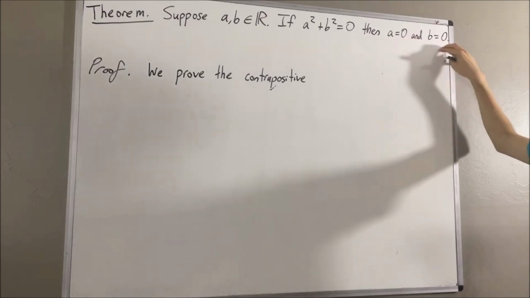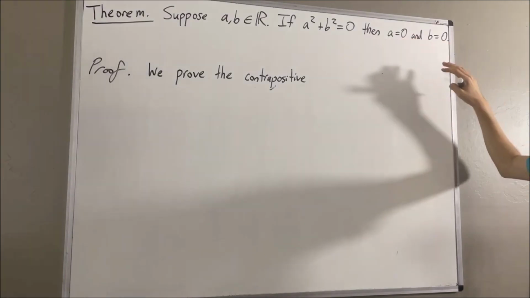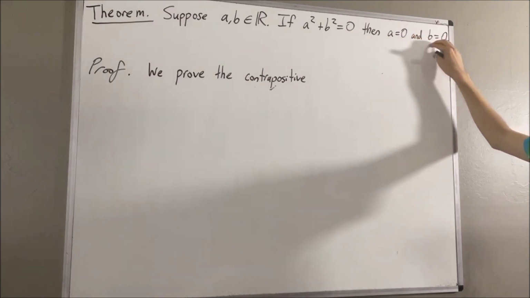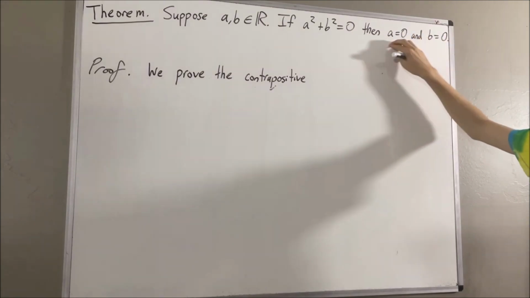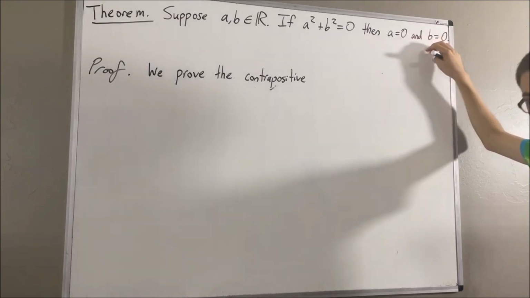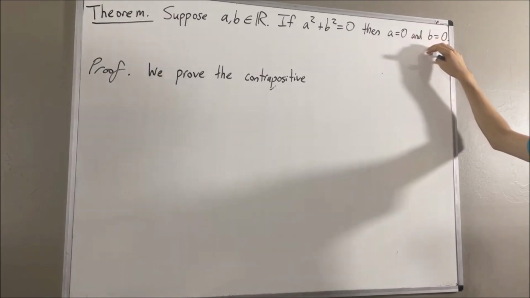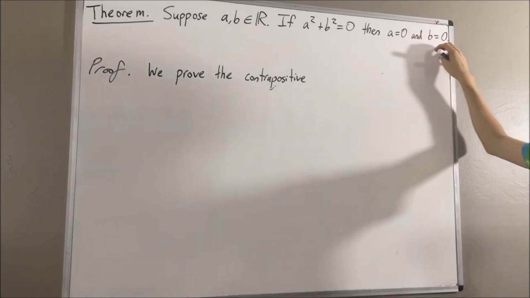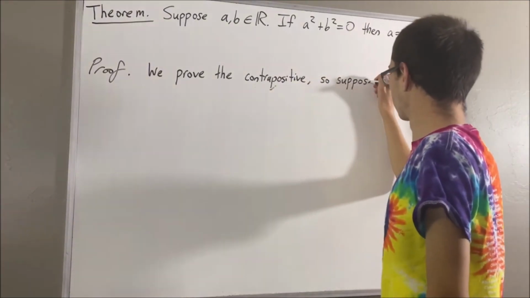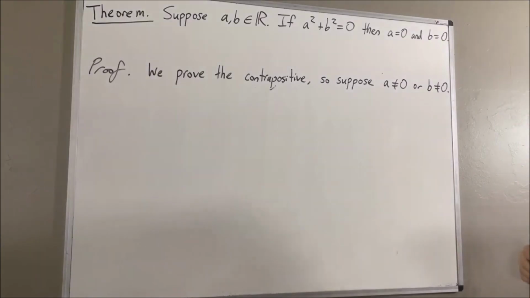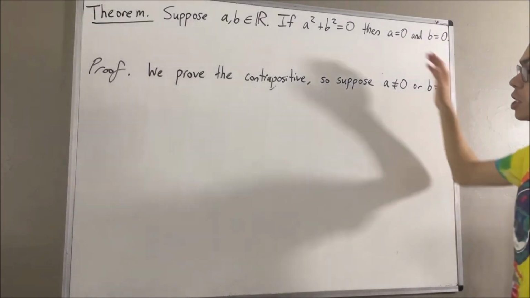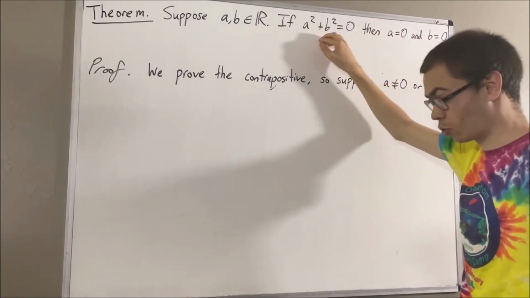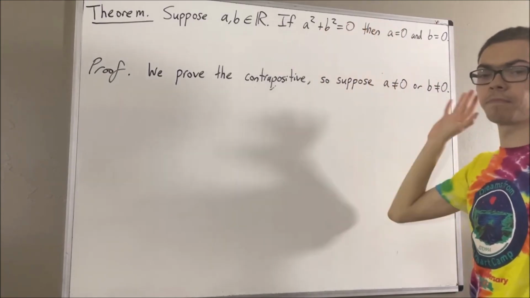What does it mean for this to be false? Well, the opposite of saying this is true and this is true means this is false or this is false. So we're going to suppose that a is not equal to 0 or b is not equal to 0. Now from here, the whole goal is to show that this is false. That is, we want to show that a squared plus b squared is not equal to 0.